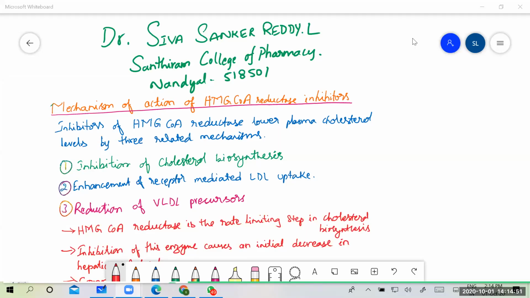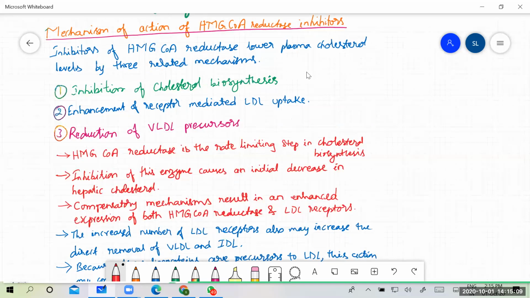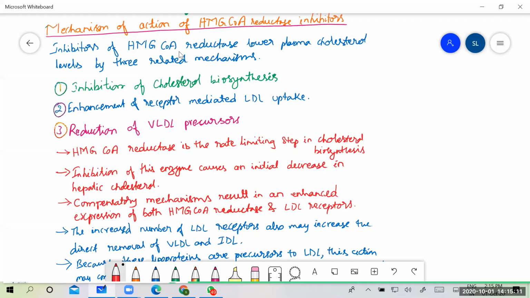In today's class, we will see about the mechanism of action of HMG-CoA reductase inhibitors. These HMG-CoA reductase inhibitors are one class of drugs which are used as anti-hyperlipidemic agents. Coming to the mechanism of action, inhibitors of HMG-CoA reductase lower plasma cholesterol levels by three related mechanisms.